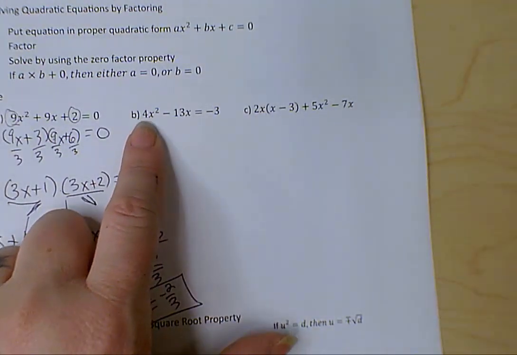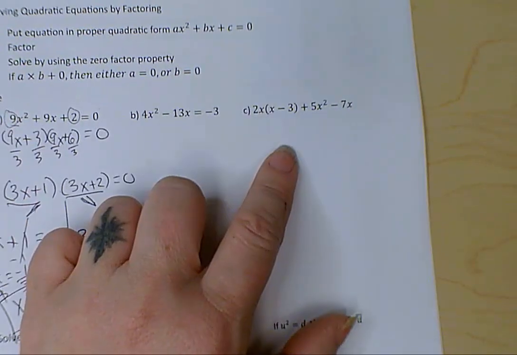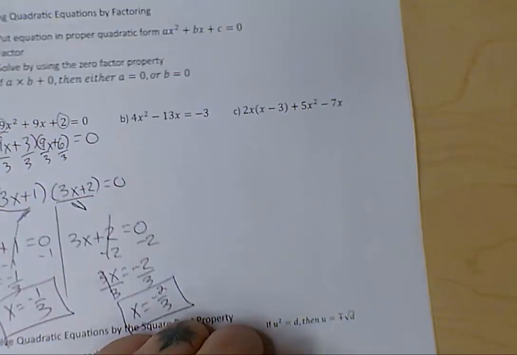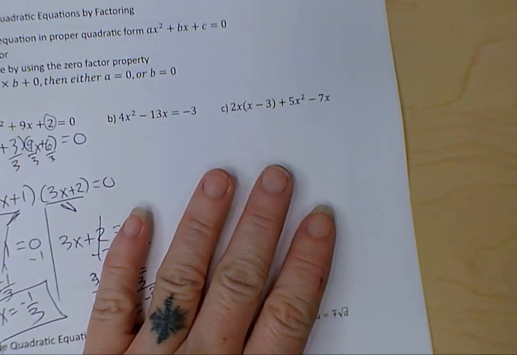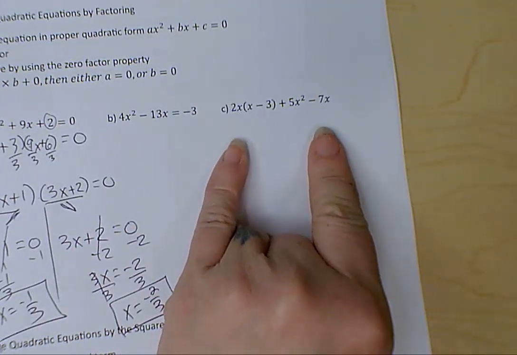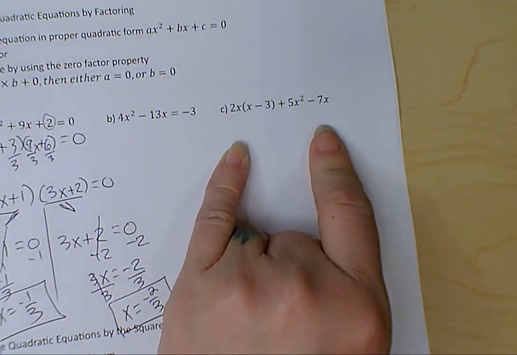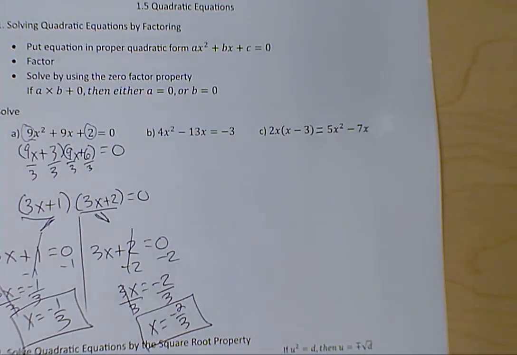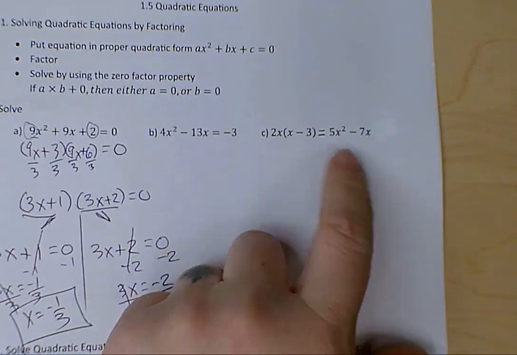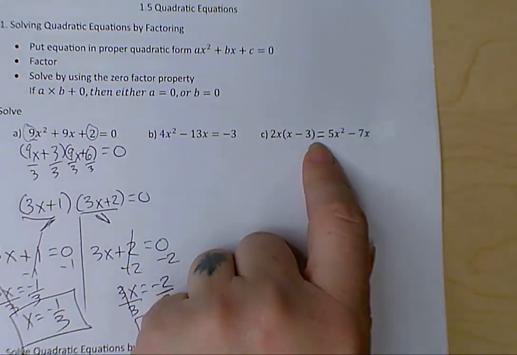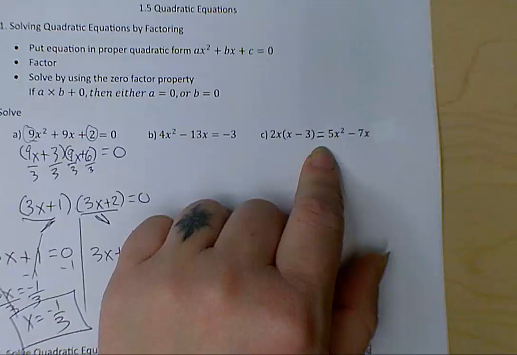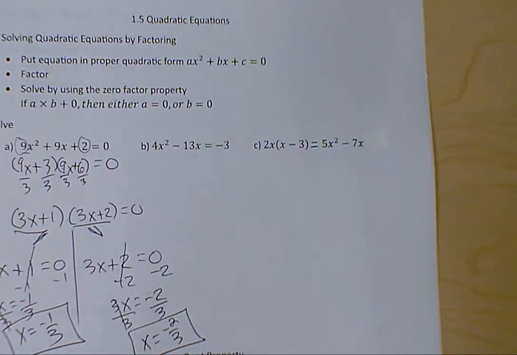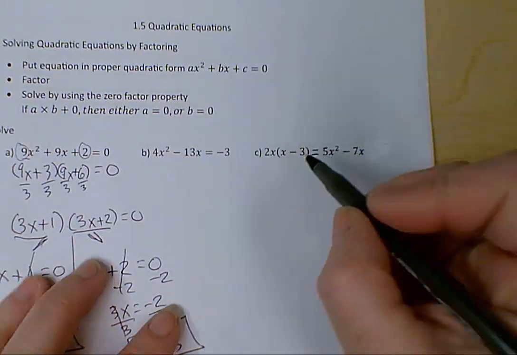I'm going to leave the second example for you to try on your own, so I am going to move over to example C. Now, when we're looking at example C, first off, this is not in proper quadratic form. We need to put it in proper quadratic form. I just realized that there is a typo in this problem. This is the way that it is supposed to read. There was a plus sign previously. That's supposed to be an equal sign. Otherwise, we need to put this in proper quadratic form.